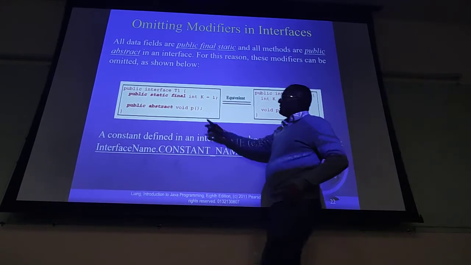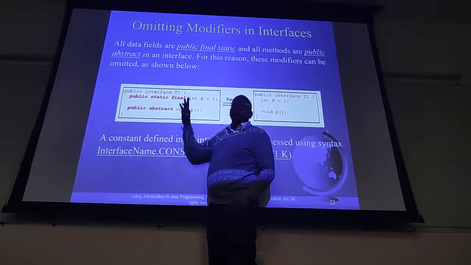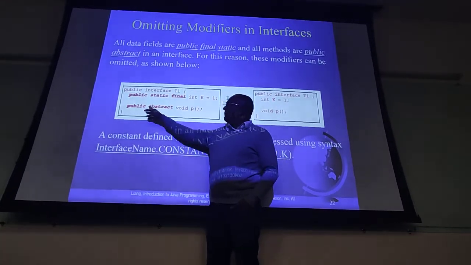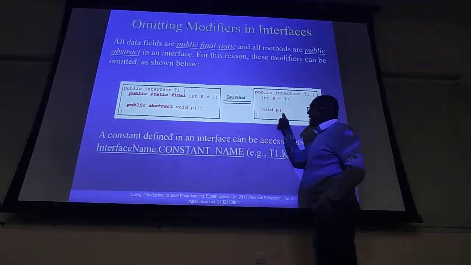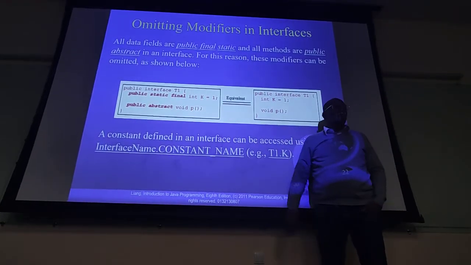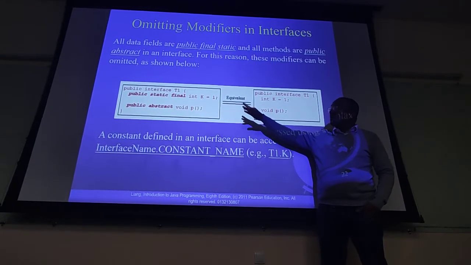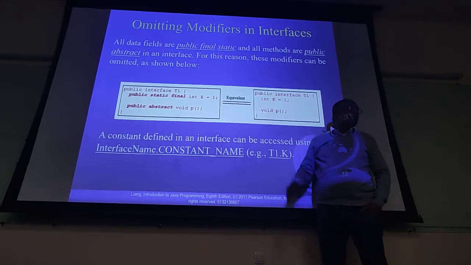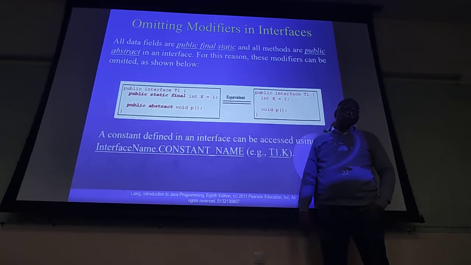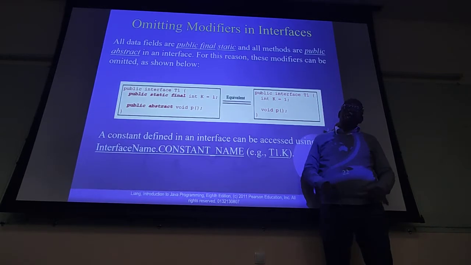What is the name of the interface? C1, T1. How many methods are there? See, one. Public static final integer k is equal to 1. Static, it is final by default. Public abstract void p. If you write like this, both are equivalent. You are not writing public, static, final, but by default they are public, static, final. You are not writing public, abstract, but by default they are public, abstract. Are we clear? If you do not write them also, it will be considered.